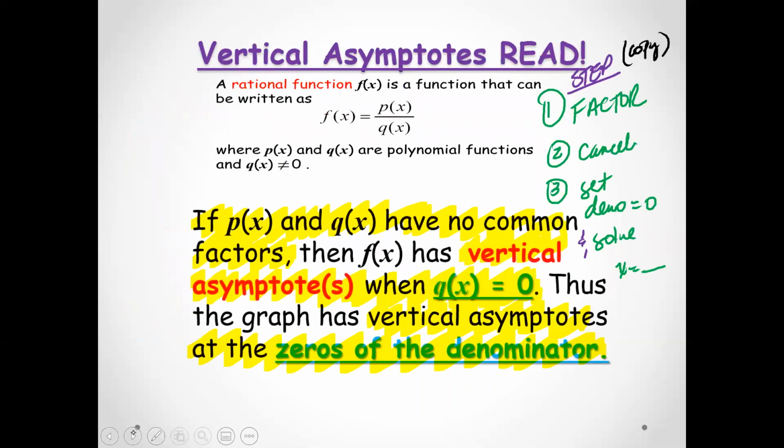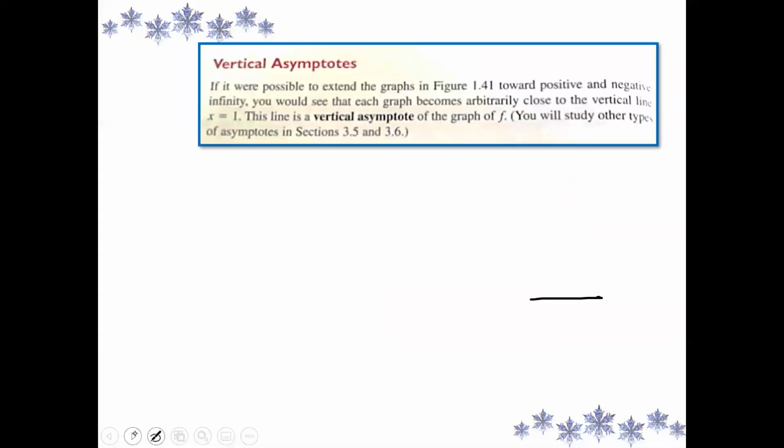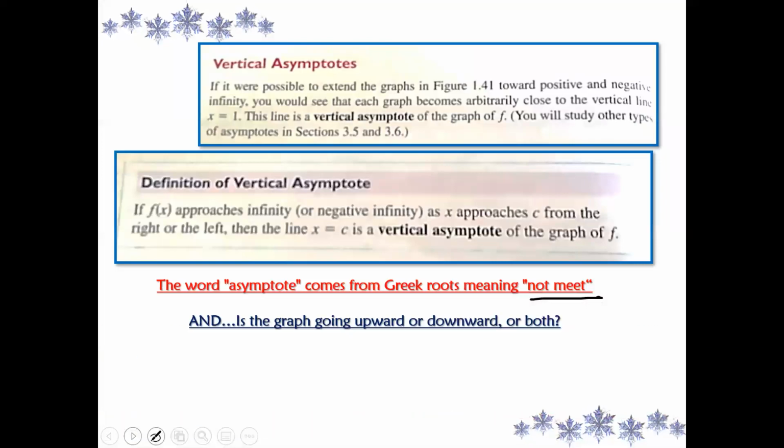Okay, so if p of x and q of x have no common factors, first things first, you will have to factor anything that's possible to factor, and cancel anything that cancels out from the numerator and denominator. Then once you do that, you set the denominator to 0, solve, and figure out what x is. If you're curious what asymptote means, it comes from the Greek root, which means not meet.